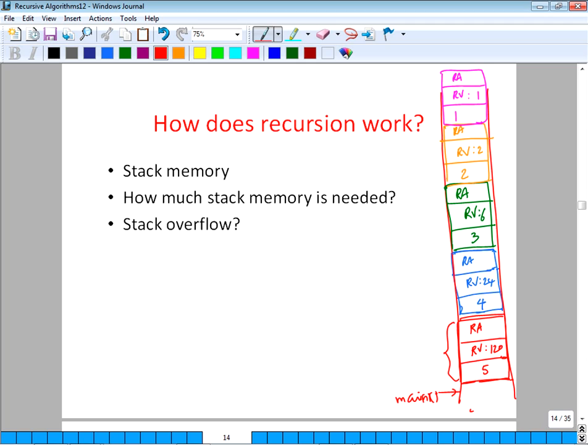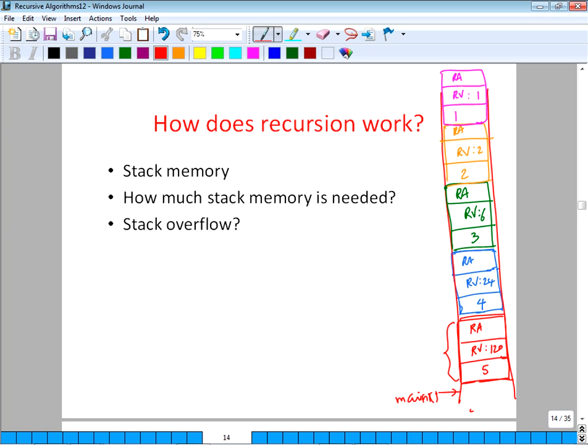So you may be wondering, this is going to take some serious memory. An integer takes 4 bytes, and the return address, depending on the environment, may be 4 bytes or even 8 bytes, since it's a pointer. So you're looking at anywhere between 12 to 16 bytes or so for each stack frame. What if you invoke factorial of 1000? The stack will build up 1000 stack frames and then unwind back.